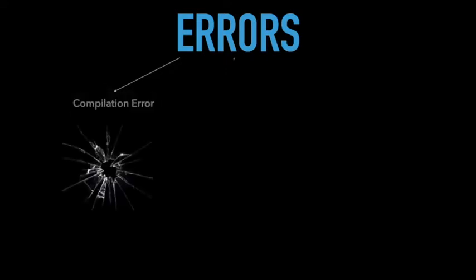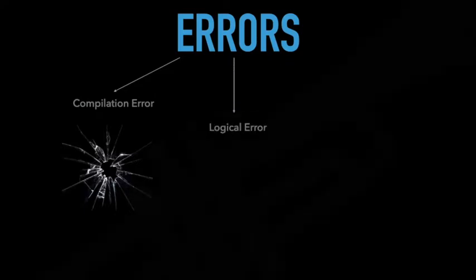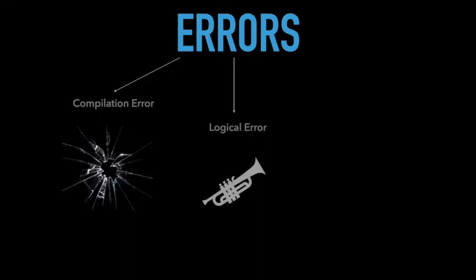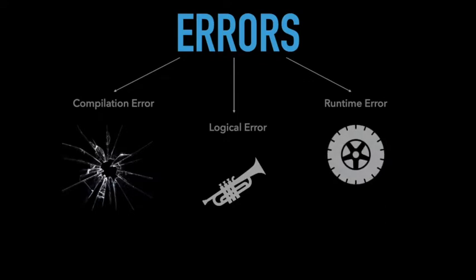In Java, there are three types of errors, starting with the compilation error, right? This can be compared to the broken window. Then there is the logical error, which can be compared to the horn going on while pressing the indicator button. And then there's a runtime error, which can be compared to the wheel detaching while you're driving the car.